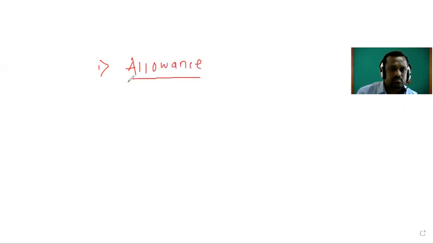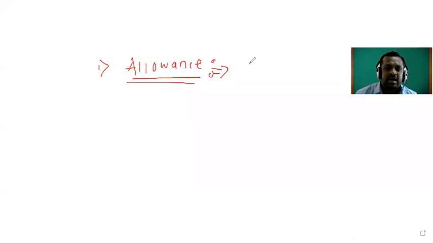Okay, so which part is remaining here? Then allowance. One more important part is remaining here, the allowance. What is meant by the allowance? That's the next point. What is the allowance? Again, it is one important point. Then what is meant by the allowance? Yes, anybody? When can we call it the allowance?